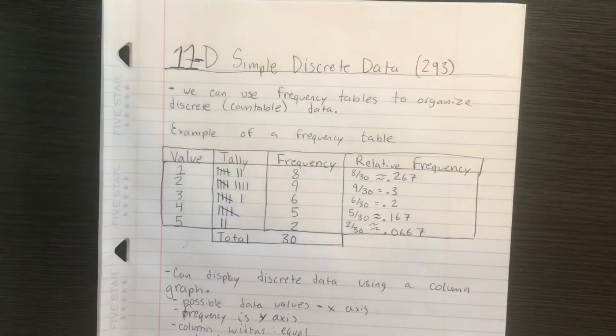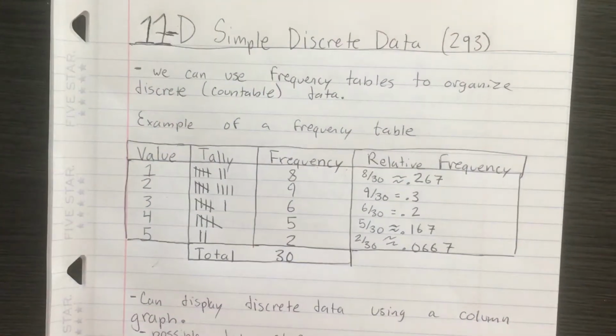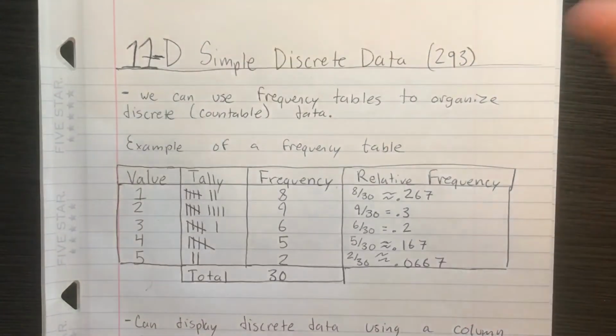So we're going to start out of section 11D. We're going to be talking about simple discrete data. And as a reminder to you all, discrete data is the counting data. It is the data that you can easily count. And so for simple discrete data, we like to use frequency tables to organize this stuff.